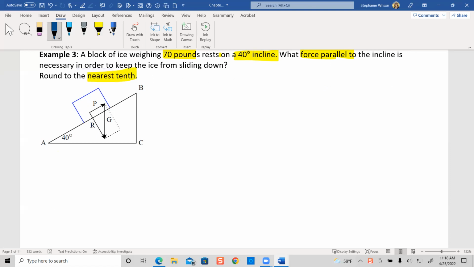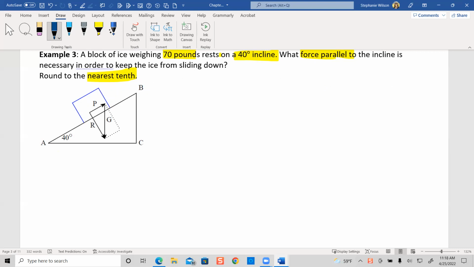We're going to draw this picture, and we notice that we have a 70-pound block of ice on an incline of 40 degrees. We're going to draw the vectors. R is perpendicular to the incline, so that force is against the ramp. And P is parallel to the incline. The vector G represents the weight of the ice, the force of gravity. The magnitude of vector G is 70 pounds.